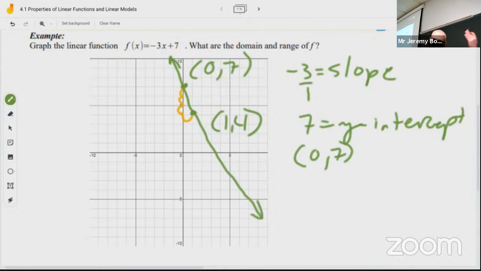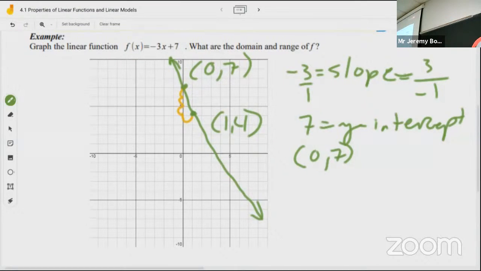You could also have gone up 3 and to the left 1. Then you put the negative on the 1 instead of the 3. You could have done that as well. Any questions on that? So this is kind of a review of what we already did, but it's good to think about or review.